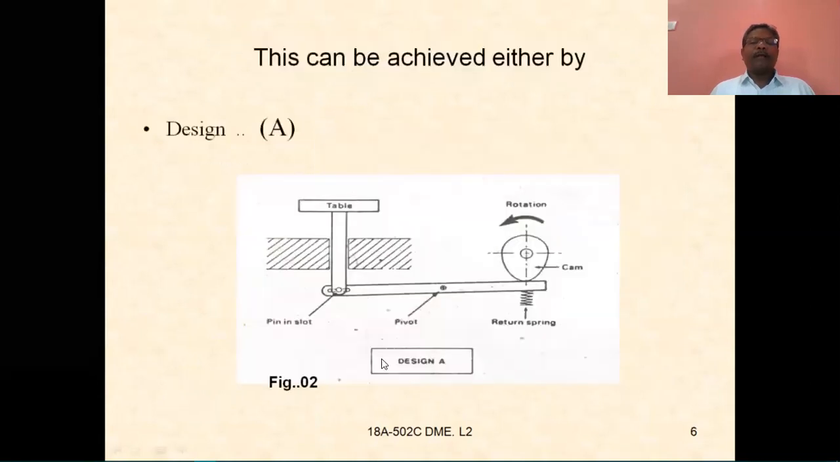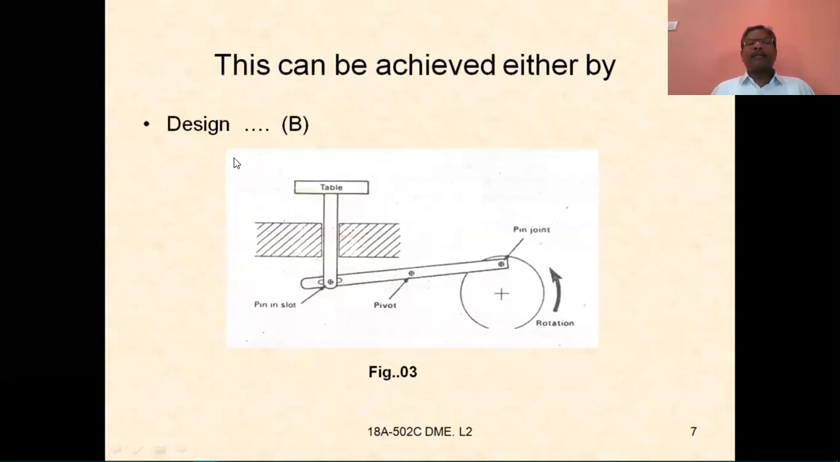Let us see. Here is one option, design A. You can achieve this with this technique. Here this is the cam and this is the pivot, and here it is a pin or slot, and this is the table. Due to rotation of the cam, this arm will move vertically up and down about this fulcrum. Due to this motion, this table will move up and down, that means vertically reciprocates. This is design one, using a cam mechanism.